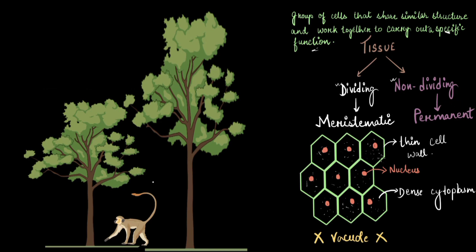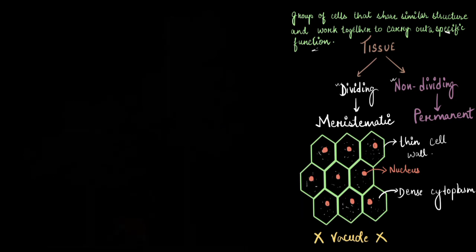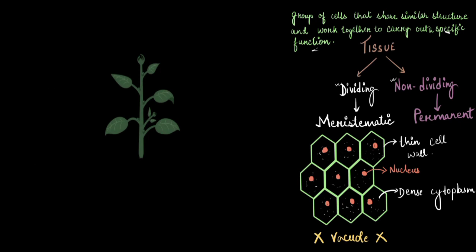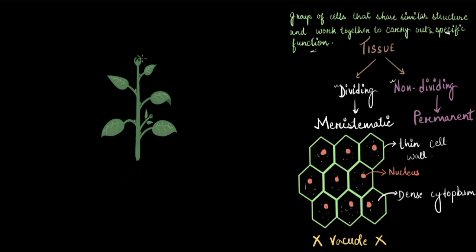Now, given their incredible property to divide, these tissues are found in the growing regions of the plant. Unlike animals whose growth is pretty uniform, the growth in plants is limited only to certain areas. I would like you to pause the video and think of those areas where growth takes place in a plant. Okay, so the first answer would obviously be the shoot tip, right? Because the plant will grow tall. So the meristematic tissue will be found in the tip of the shoot.